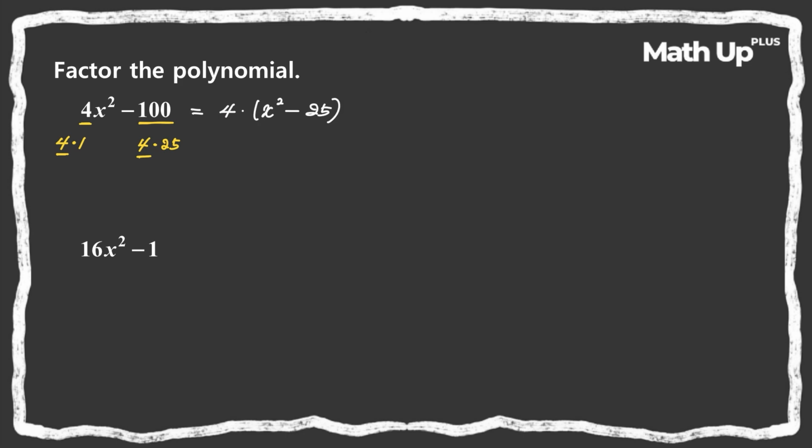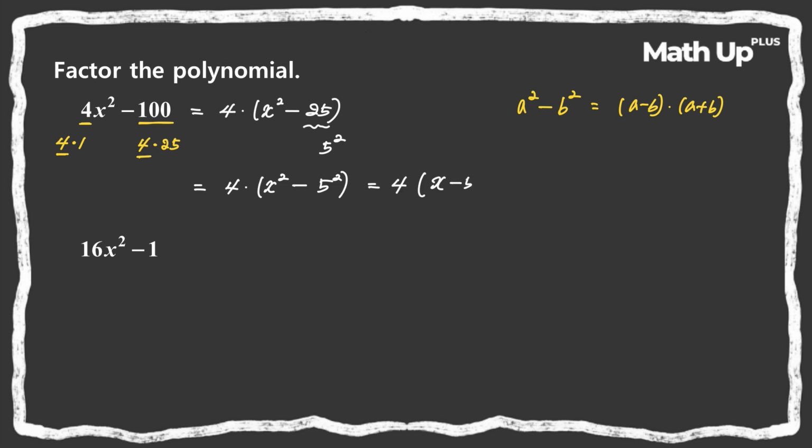Now we see that 25 is a perfect square, right? That's 5 squared. So that is equal to 4 times x squared minus 5 squared. Now using the formula, a squared minus b squared is always equal to a minus b times a plus b, right? This is equal to 4 times x minus 5, x plus 5, right?